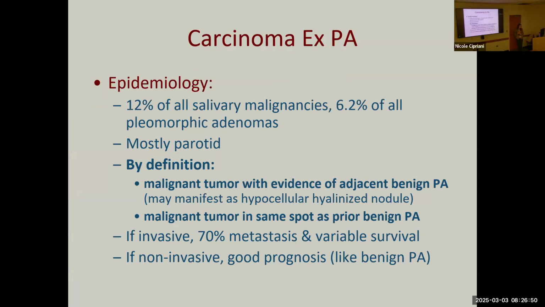Malignant transformation, by definition, you either have to see a malignancy with evidence of an adjacent benign adenoma, and sometimes the adenoma can regress or scar down, and all you get is a hyalinized nodule, and then all this malignant tumor around it. That's carcinoma ex pleomorphic adenoma. Or you had a prior benign pleomorphic adenoma, and then you have a recurrence as a malignancy.